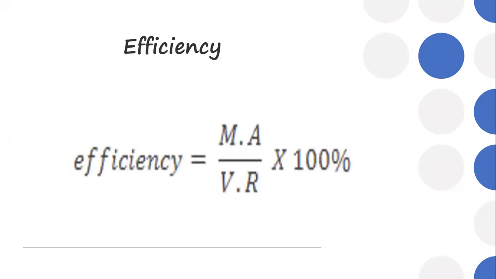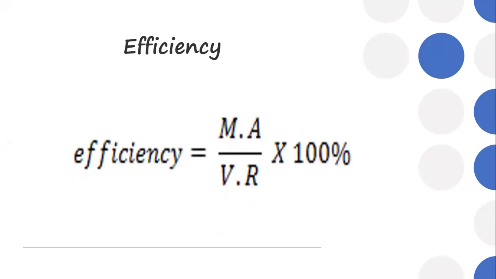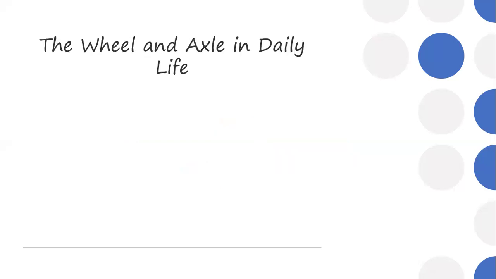Now, in terms of the efficiency, in general the efficiency is equal to mechanical advantage over velocity ratio times 100%. So that's how you can find the mechanical advantage, velocity ratio, and the efficiency of the wheel and the axle. Now, let's see the wheel and the axle in our daily life. So you will see the applications of the wheel and the axle in our daily life.